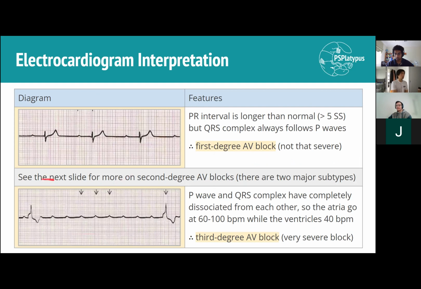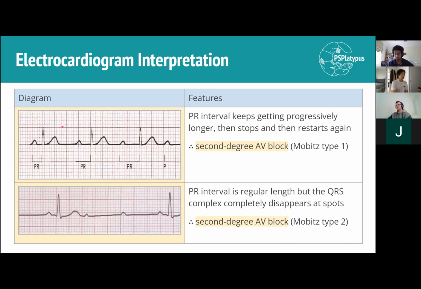Then for the next slide, I'm going to focus on the secondary AV blocks. I put them on the next slide because there's two types. So I'll go to that first. You've got your type 1 Mobitz, second degree AV block. That's where the PR interval may start out fine, but then later on it gets larger and longer until eventually it just dies off, and then it starts again. So it gets longer and longer, stops, and then repeats through that cycle.